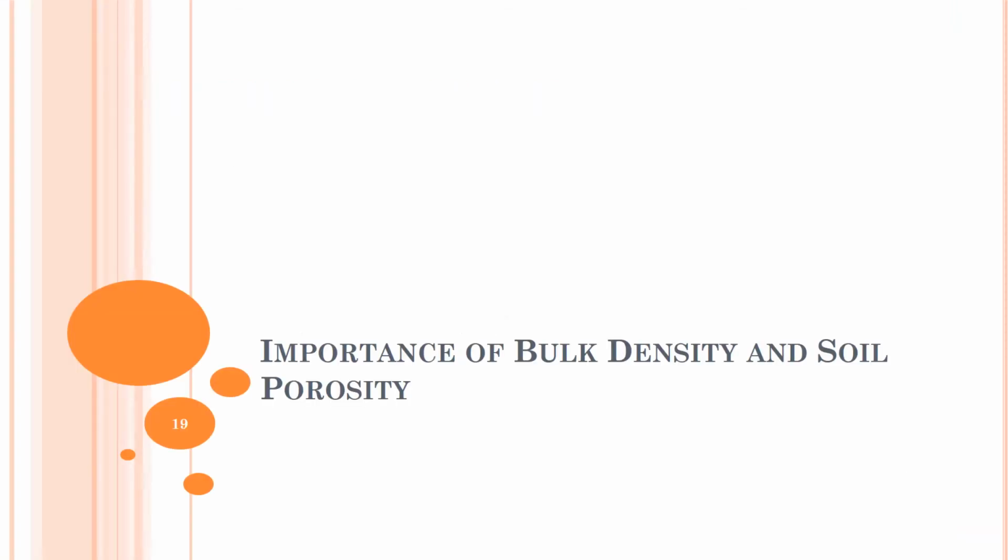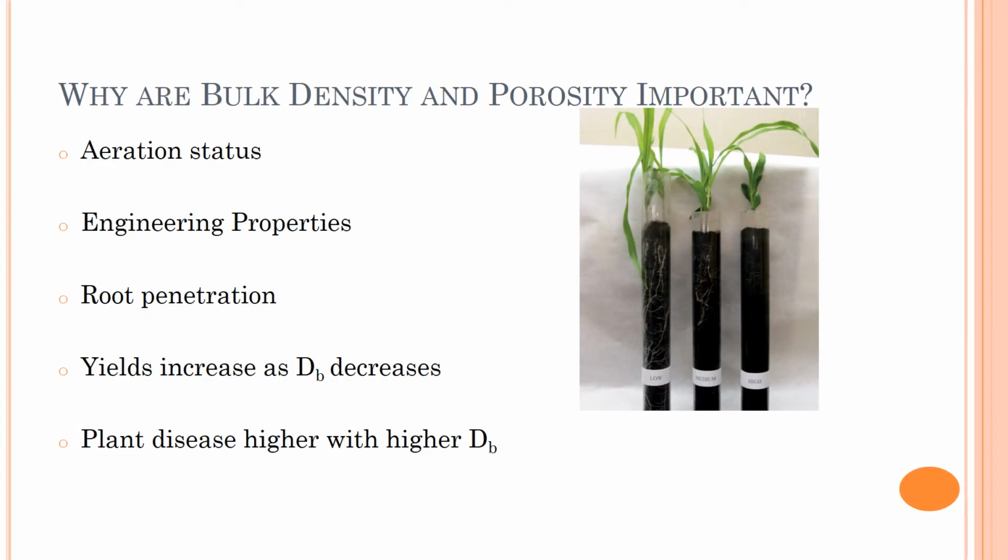So now we're going to start applying the importance of bulk density and soil porosity. Why is bulk density and porosity important? It helps us determine aeration status, engineering properties, root penetration. Yields increase as bulk density decreases, which means as bulk density decreases, soil gets more fluffy, which means plant roots can move through it so much easier. That means that ultimately they're going to be getting more nutrients and growing deeper, which means they're going to grow much more fruit above the surface, which is why we see yields increase.